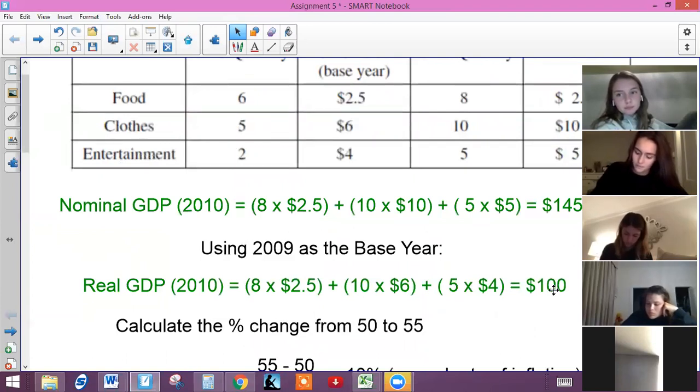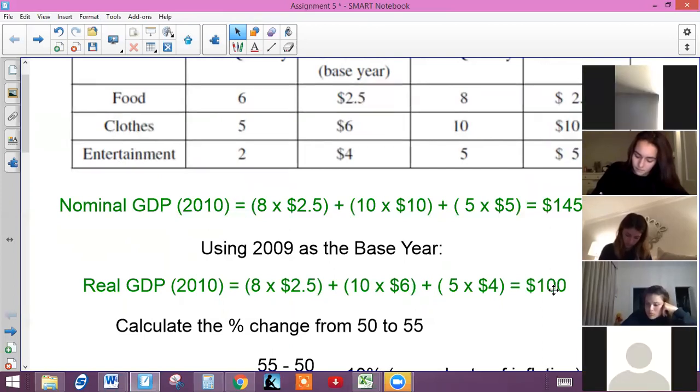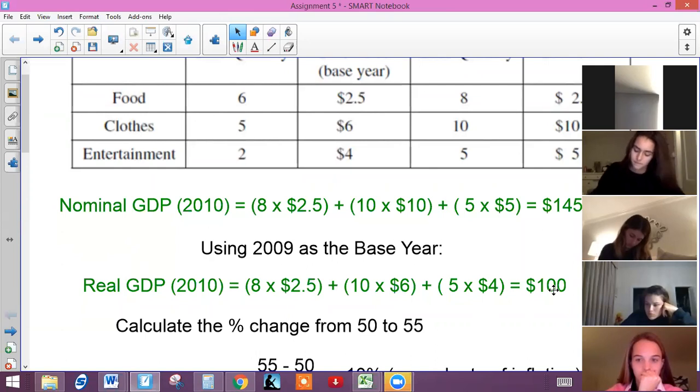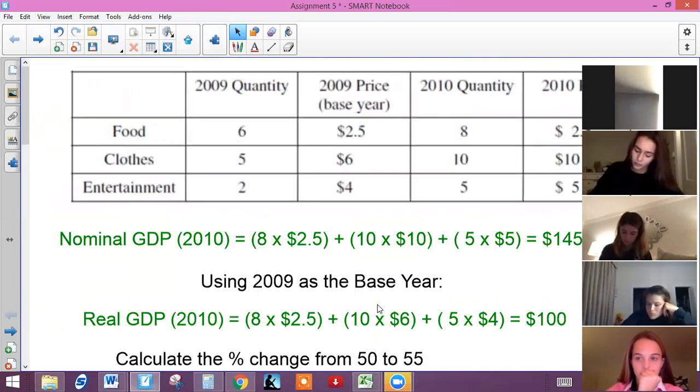Okay. So when you're looking at computing the real GDP and you have the base year that's going to be identified, you simply use the output of the year that you're computing and the prices from the base year, whatever that is. Okay.